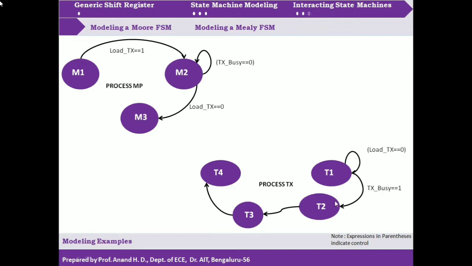So when Tx_busy is 1, what will be the state of process MP? It remains in the same state, that is M3. So when the process Tx has made the change from T2 to T3 and T3 to T4, the process MP remains in the same state M3. Okay. Now when the process Tx makes a state transition from T4 to T1, it has made the control signal Tx_busy 0. So now there will be a state transition from M3 to M1 in case of process MP. So this is how these two processes are interacting. Okay, so now we have better understood.